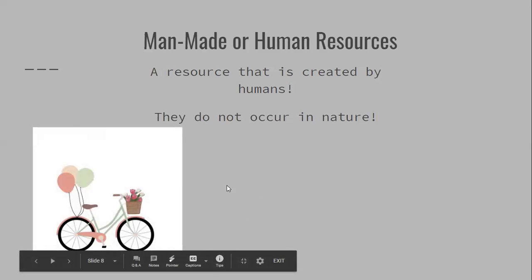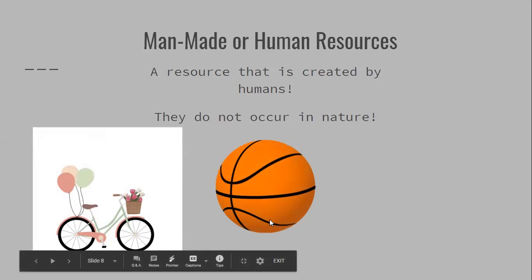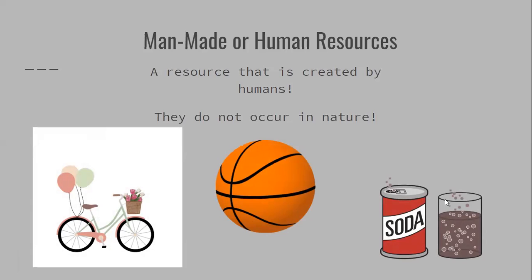So for example, a bicycle is a man-made resource or a human resource. A basketball is a man-made or human resource. And soda that you drink is a man-made or human resource. These are all things that are made by people.